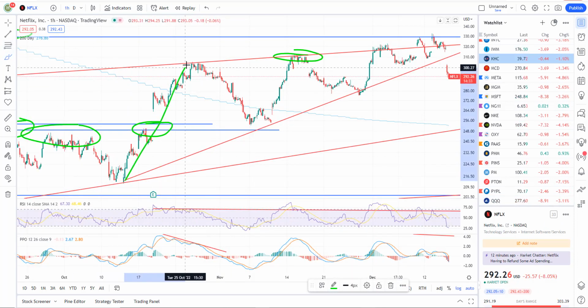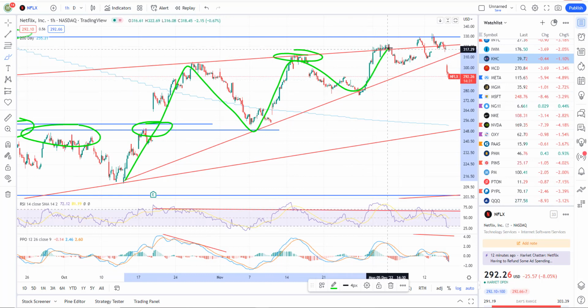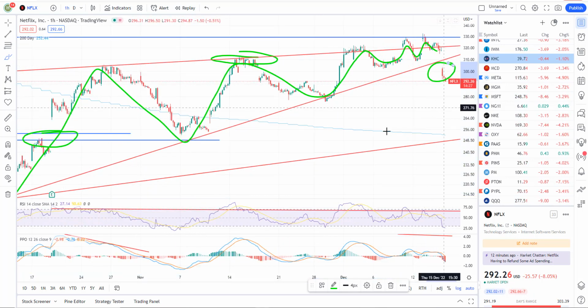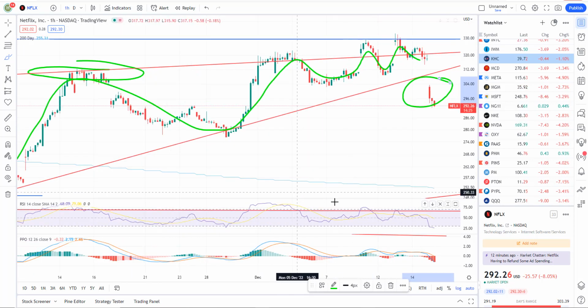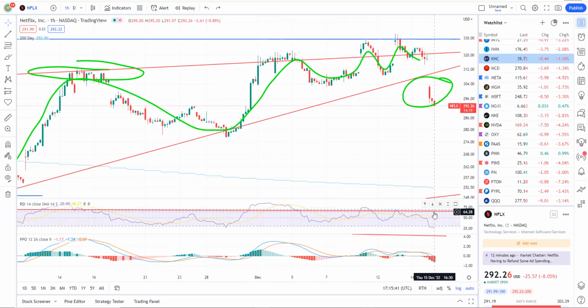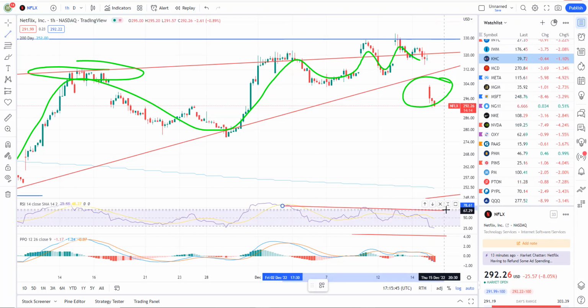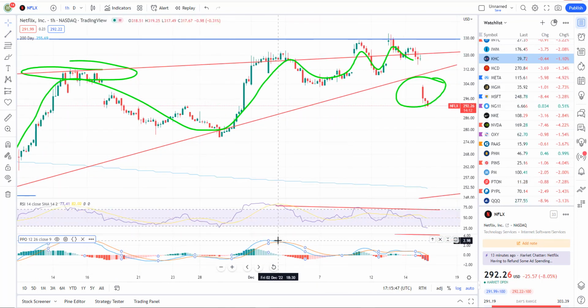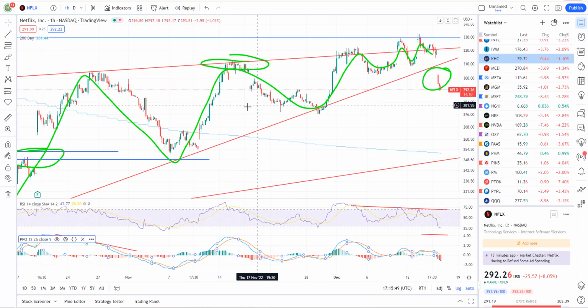Netflix. Here's an hourly chart. You can see a bearish rising wedge, very clean wedge to be honest. And we have a sell signal right there, a breakdown in that wedge. You also had negative divergence showing up on the hourly chart. Just trying to clean my chart up a little bit. There it is right there, negative divergence on the RSI and the PPO, and there's a sell signal.